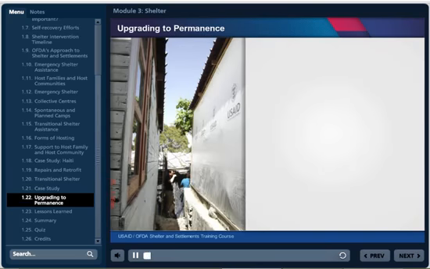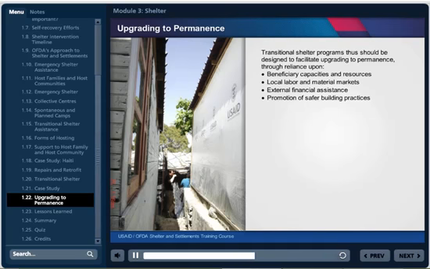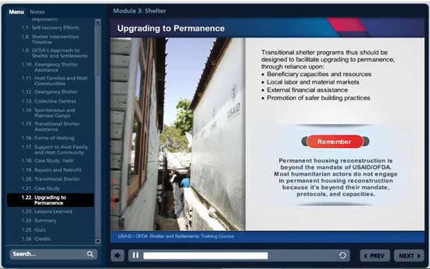The upgrading process will be a natural step for most families. It will be carried out incrementally as and when resources become available. Transitional shelter programs thus should be designed to facilitate upgrading to permanence through reliance upon beneficiary capacities and resources, local labor and material markets, external financial assistance, promotion of safer building practices. Remember, permanent housing reconstruction is beyond the mandate of USAID and OFDA. Most humanitarian actors do not engage in permanent housing reconstruction because it's beyond their mandate, protocols, and capacities.